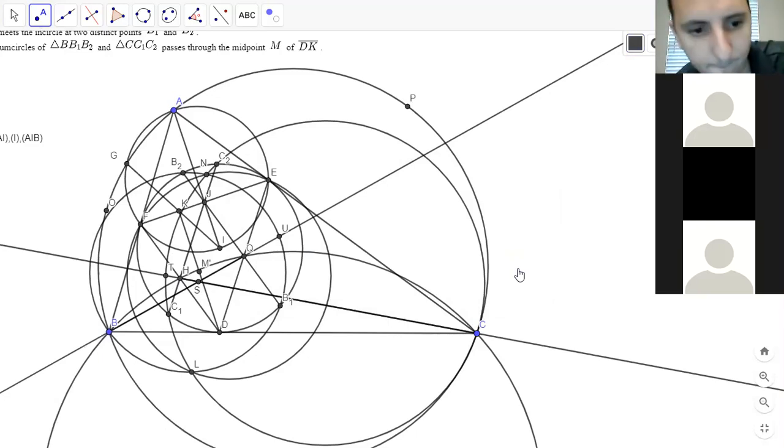So we will have BTUC cyclic, by power of a point, because TS times SU. No, okay, so I will prove BTUC is cyclic. So that ST times SC will equal SU times SB. So S will lie on the radical axis.